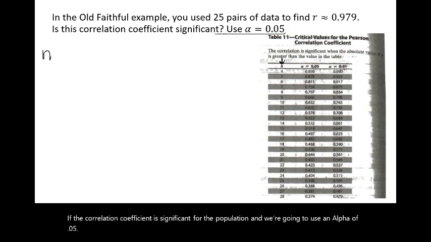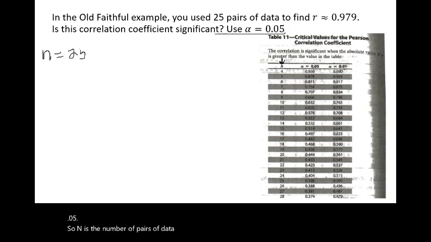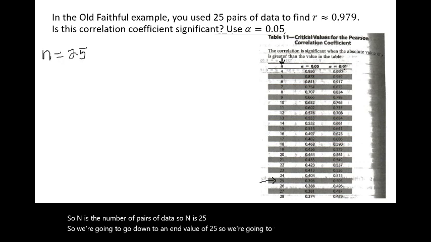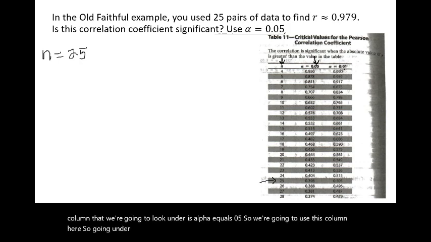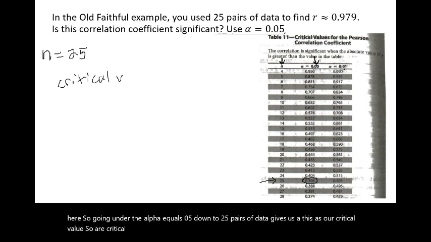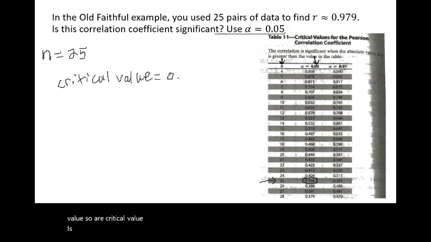n is the number of pairs of data, so n is 25. We're going to go down to an n value of 25, so we're going to this row here. And the column that we're going to look under is alpha equals 0.05, so we're going to use this column here. Going under alpha equals 0.05 down to 25 pairs of data gives us our critical value, which is 0.396.